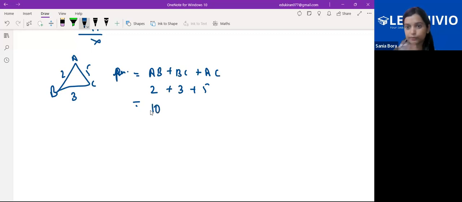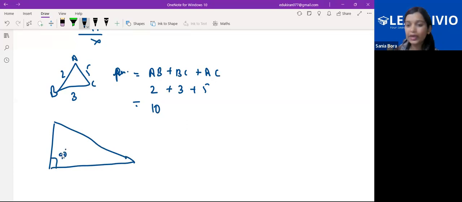Yes? Fine with everybody? But in case it is a right angle triangle, that means this is your 90 degree, in this scenario we don't use this formula. We have a formula which is called h square equals b square plus, you can write altitude or you can write height square. Okay, now h is your hypotenuse.